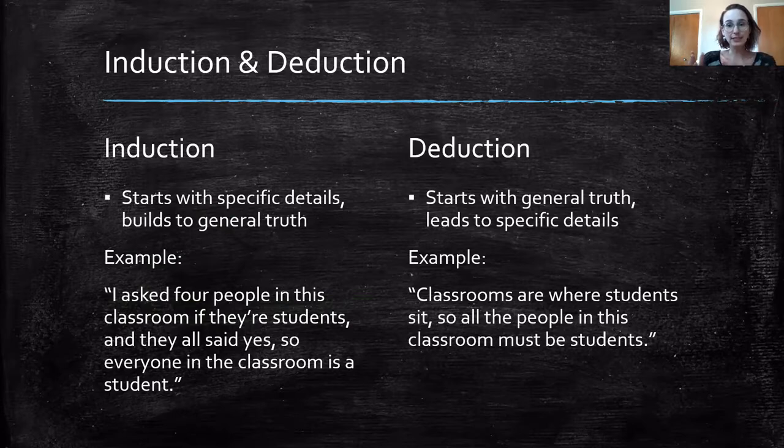Now, deduction is the opposite. So you're working from a general truth and you're moving outwards, you're deducing. So you start with a general truth, as I said, and lead to specifics. So in this case, you might say classrooms are where students sit. So when I walk into this classroom, everybody there will be students. Okay, so you're working from the general knowledge and providing it in a different situation, or using that to assume, basically deduce, assume that everything is going to follow the general truth.